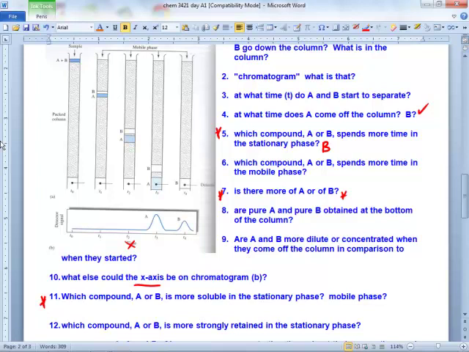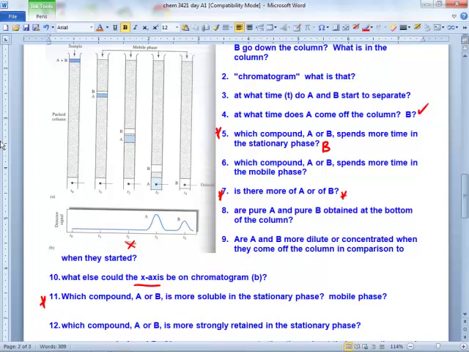Which compound, A or B, is more soluble in the mobile phase? In order for this to work, they both had to be soluble in the mobile phase. Everything has to be soluble in the mobile phase. If it's not soluble, it's not going to work. So it really doesn't matter. They just have to be soluble in the mobile phase, even if it's just a tiny bit. So you can't tell which one is more soluble.